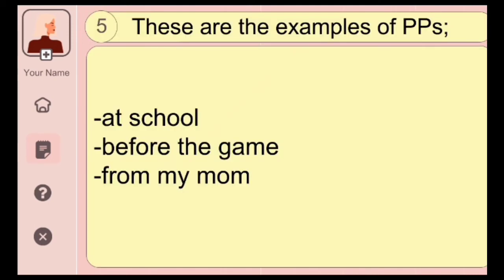For examples of a prepositional phrase, the first example is at school. The second example is before the game. And the third one is from my mom. So let us see. The prepositional phrase at school has two words only. Our preposition there is at. Our object is school. We don't need to use a modifier to modify the word school. And our second example, before the game. The word before is our preposition, the is our modifier, and game is our object.